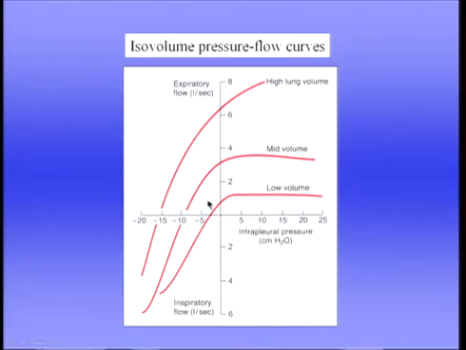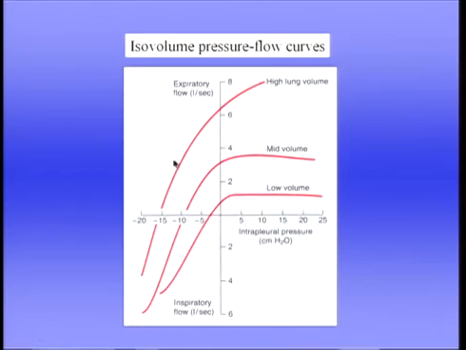So let's look first of all at this part of the slide here. This is for inspiration, down here. And we can see that the harder you inspire, the lower the intrapleural pressure, the higher the flow rate. Here's flow along here, intrapleural pressure along here. If you reduce your inspiratory pressure to minus 15 centimeters of water, for example, the higher the inspiratory flow rate. And that's what you'd expect: the more you try to inhale, the faster the air is pulled into the lung.